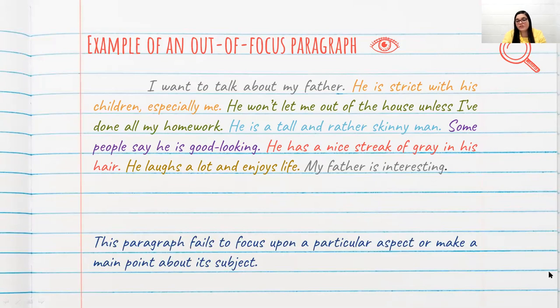This paragraph fails to focus upon a particular aspect or make a main point about a subject. It's like trying to photograph the whole neighborhood when you can actually take a photograph of a person, or reduce this to the face of a person.